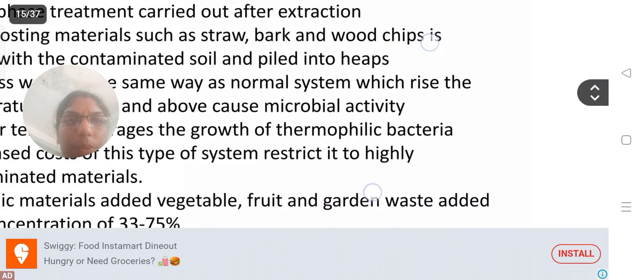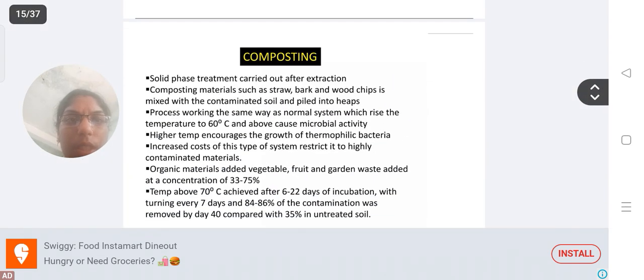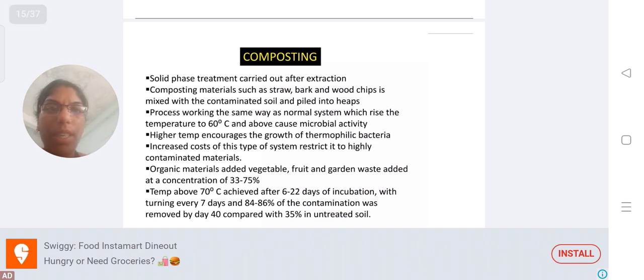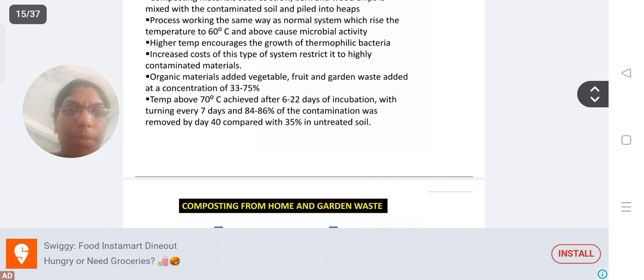Temperature above 70 degrees centigrade, after 60 to 20 days of incubation with turning every 7 days, and 84 to 86% of the contamination was removed, compared with 40% contamination by 35% untreated soil.